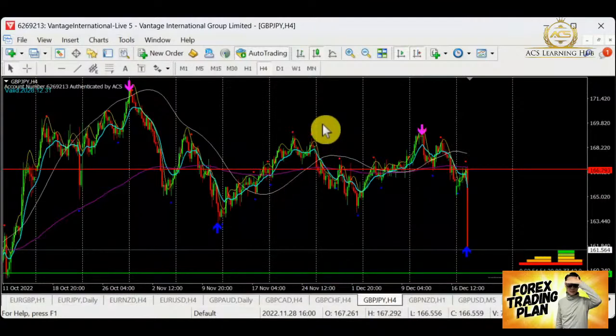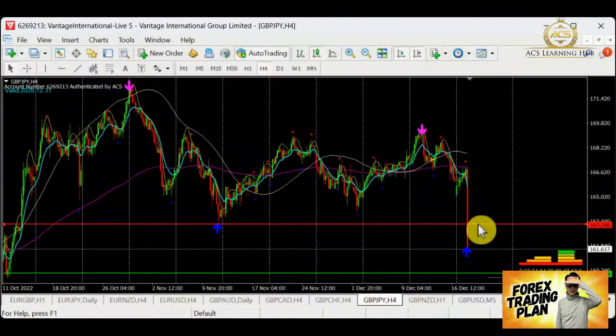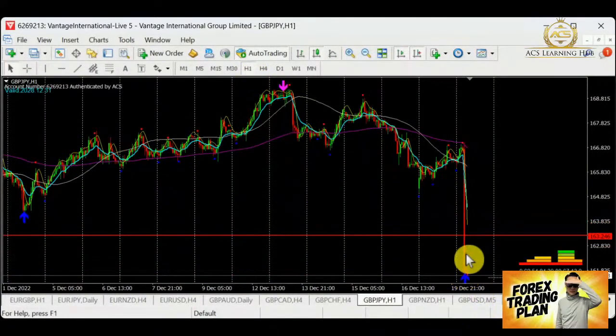Currently, I will be looking out for one resistance. Perhaps I'll be looking here, or even a bit lower when it forms a lower high up there. Another selling signal. So that is for Pound yen.